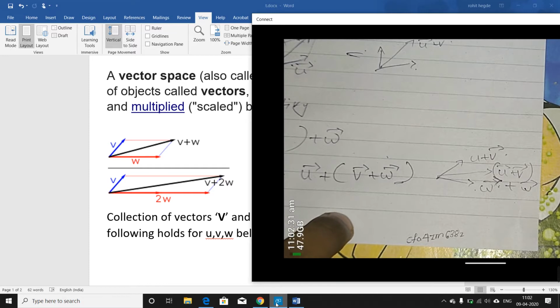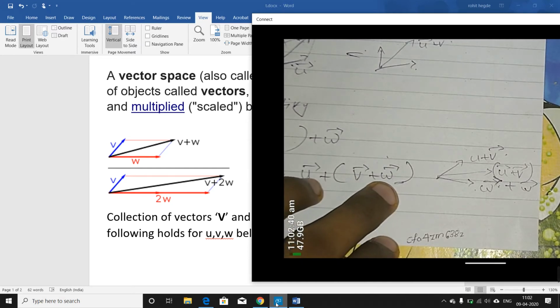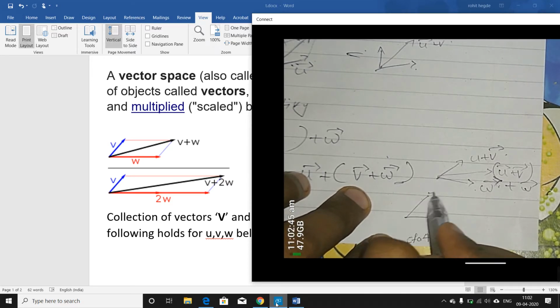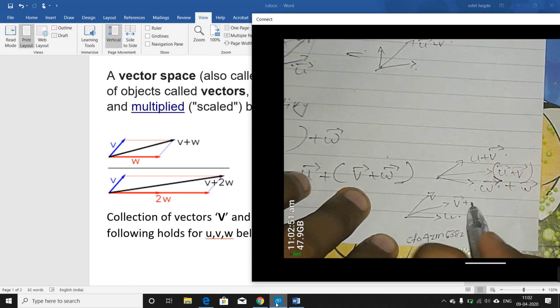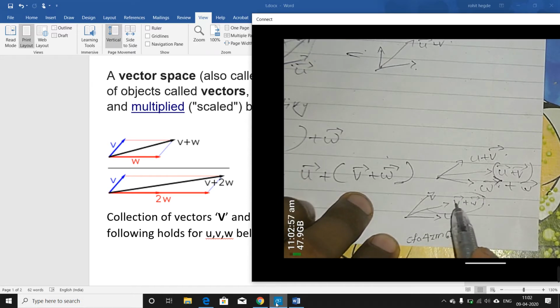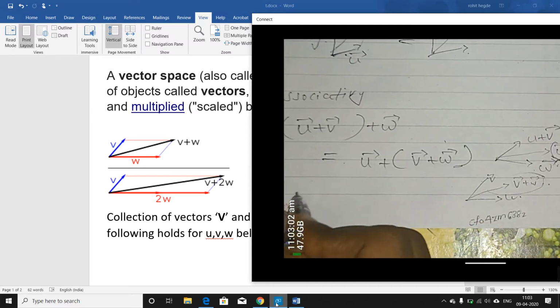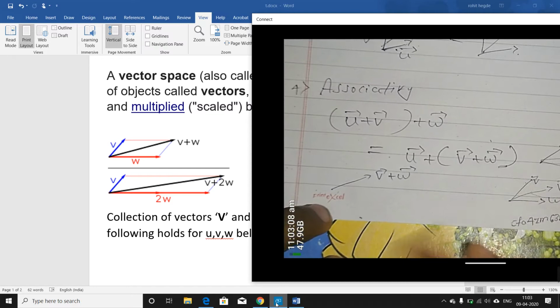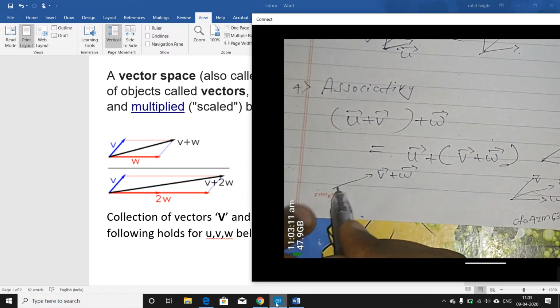Okay, then now what I will do is add v vector plus w vector first. So here I have two vectors, this is v and this is w, and the resultant is v vector plus w vector. Then I will add this v vector plus w vector with the u vector.